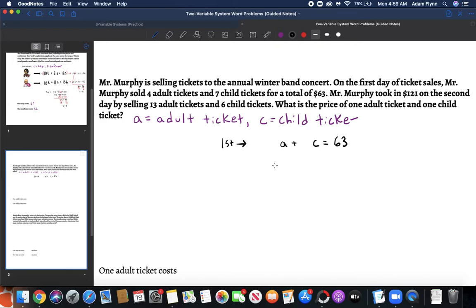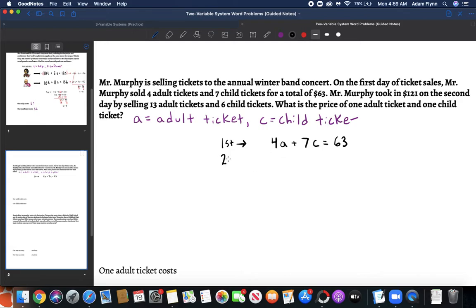So how many adult tickets did he sell? Well, he sold 4 and 7 child tickets. So 4 adult tickets plus 7 child tickets equaled $63. We're trying to find what these unknowns are, our adult ticket and our child ticket. This was not a very profitable day of sales, as you can see.